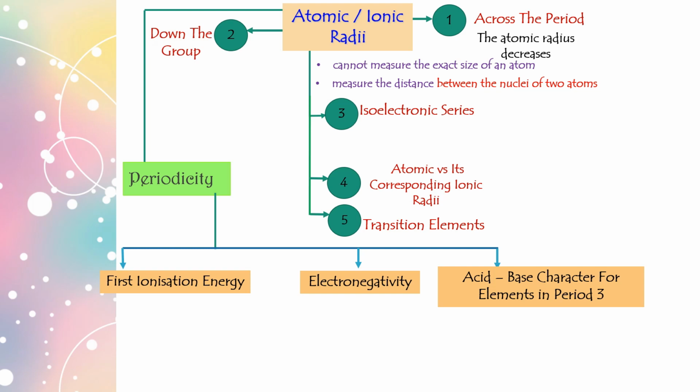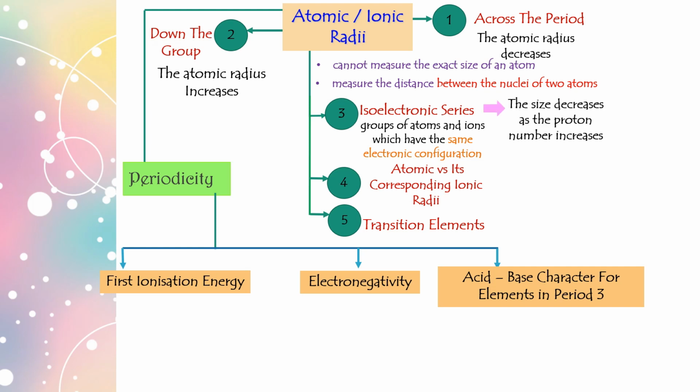Generally, across the period, the atomic radius of the elements decreases. As for down the group, the atomic radius of the elements increases. Isoelectronic series is defined as groups of atoms and ions which have the same electronic configuration. Generally, the size of the isoelectronic series decreases as the proton number increases.